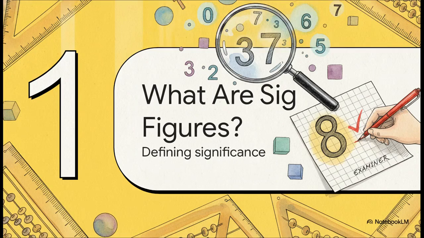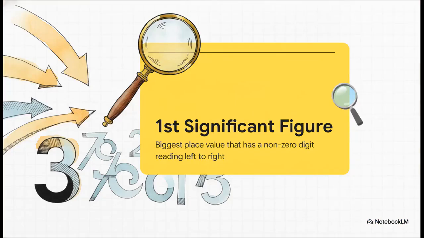Section 1. What are significant figures? So, what's the actual golden rule here? Well, to find your very first significant figure, you always read the number from left to right. You're basically hunting for the biggest place value that has a non-zero digit. If you start scanning from the left and the first number you hit is a 3, boom, that is your first significant figure. It really doesn't matter if there's a decimal point later on down the line, you just scan left to right until you hit a number that isn't 0.